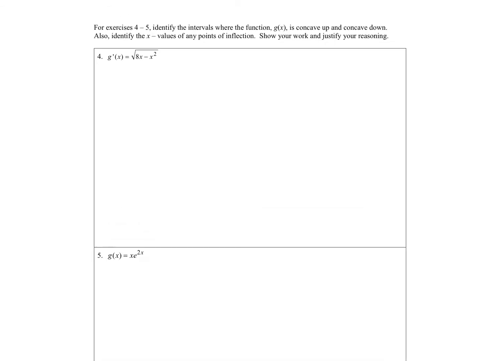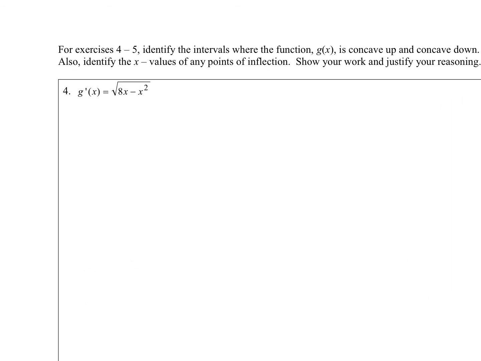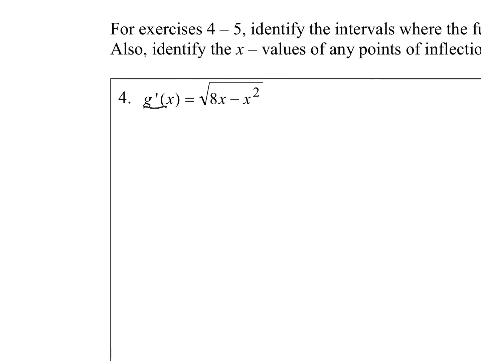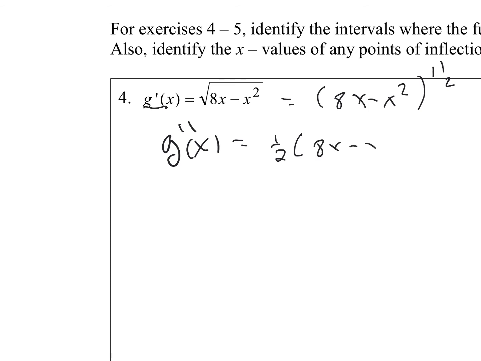What's on the next page? Identify the intervals where the function is concave up and concave down. Okay, so what does that take? This is all about the second derivative. So thank God he's given me one derivative already. So g double prime of x. I'm going to rewrite that to make it easy to use: 8x minus x squared to the 1/2 power. So for the second derivative, multiply the power, 1/2, times 8x minus x squared.